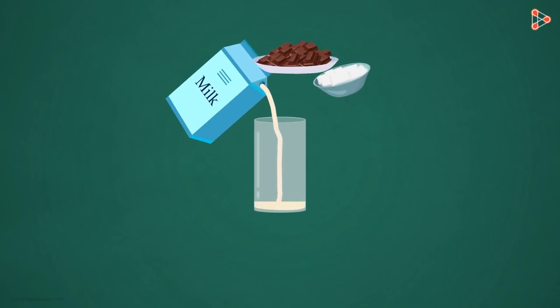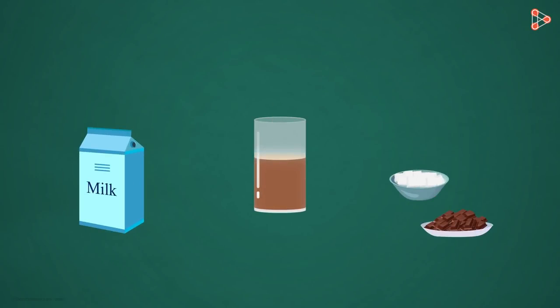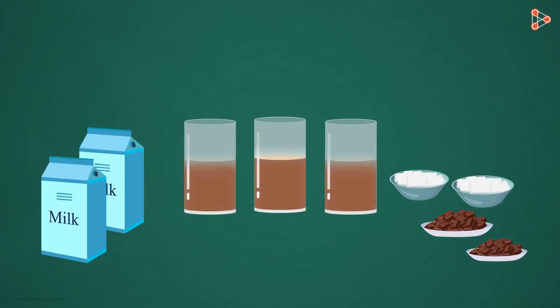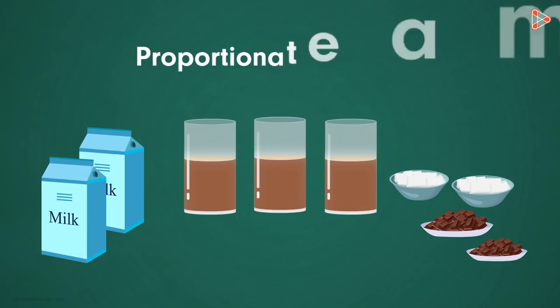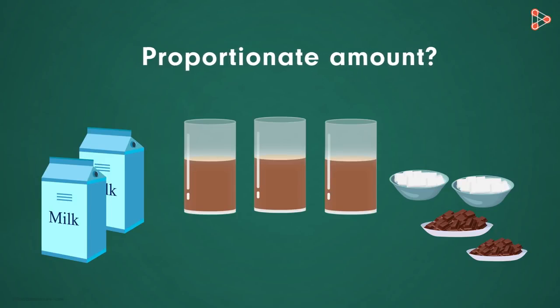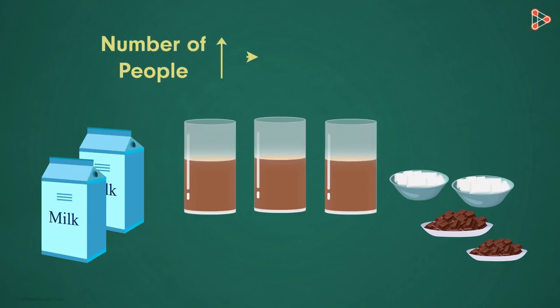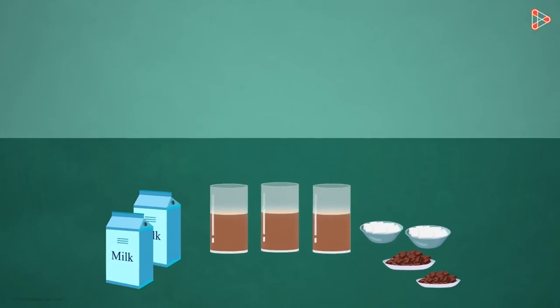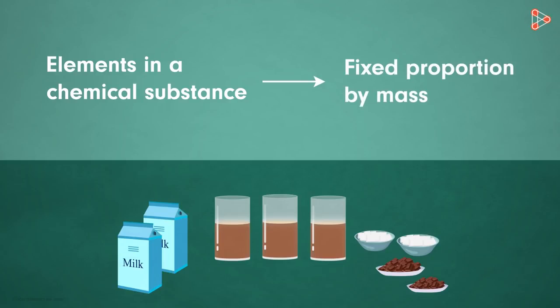Remember the example of chocolate milk that we considered while studying the first law? In that example, we saw that when we have to make double or triple the amount of chocolate milk, all we have to do is use the proportionate amount of the individual ingredients. Wait, did I say proportionate amount? What does that mean? It means that when we have to make the drink for 10 people instead of 5, we just have to take double the amount of ingredients, right? Anything more or less would result in change of taste. Similarly, in any chemical substance, the elements present are always in a fixed proportion by mass.